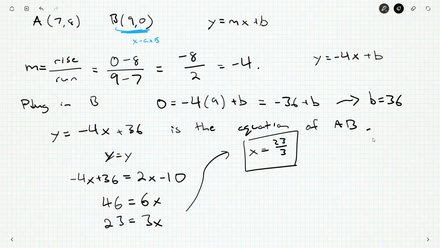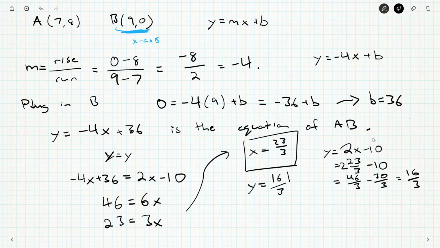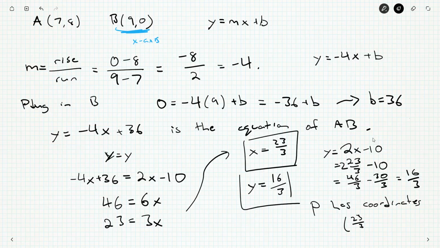And now, how do we calculate y? Y is 2x minus 10. Really just plug your x into either equation. So we get 2 times 23 over 3 minus 10. I'm going to get 46 over 3, and I'll change it to minus 30 over 3, and that'll be 16 over 3. So y is 16 over 3. P has coordinates 23 over 3, 16 over 3.